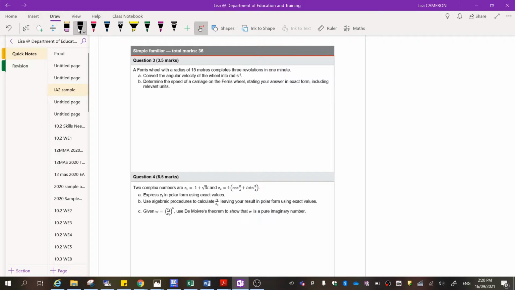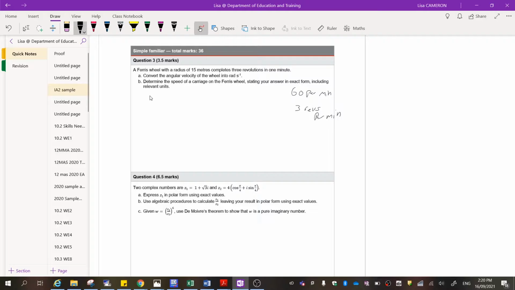Like 3.5 marks. So, at first, convert the angular velocity of the wheel into radians per second. So you know that there is, I'm just going to write it over here, 60 seconds per minute. Okay, and then you also know that it completes 3 revolutions per minute.